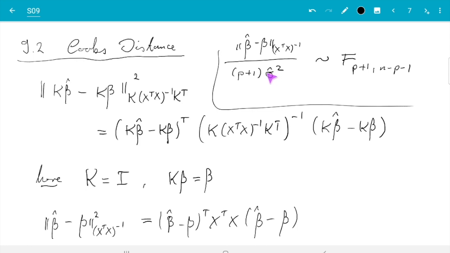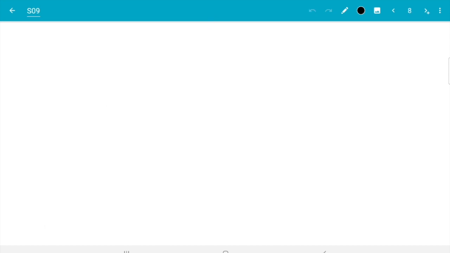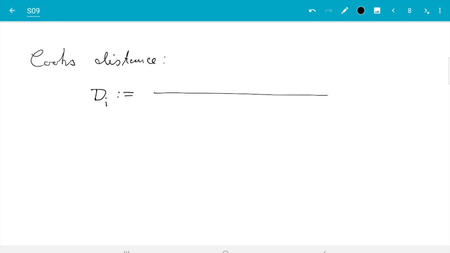Good, and Cook's distance just reuses that result. So if that was a good way of measuring distances in the past, we can use that again. So Cook's distance is traditionally called capital D_i, and it's defined as beta hat_i minus beta hat, measured in this norm, (X transpose X) inverse, divided by (p plus 1) sigma hat squared.